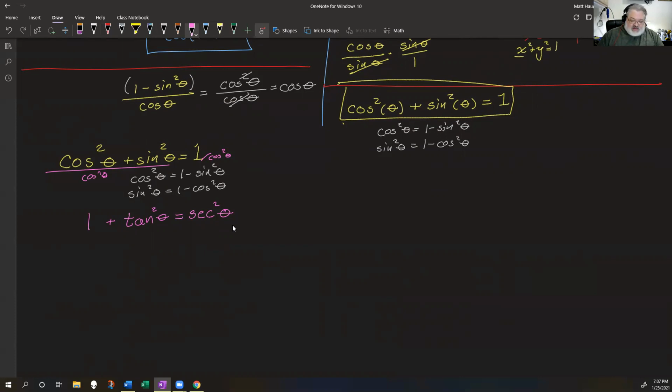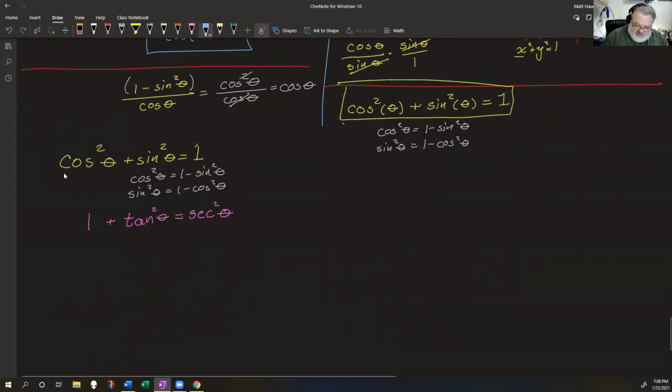And we could equivalently use it as tangent squared theta equals secant squared theta minus 1. We could use it in that form if you wanted to. Or secant squared minus tangent squared is equal to 1. You can manipulate it all you want. Well, that's just by dividing by cosine.